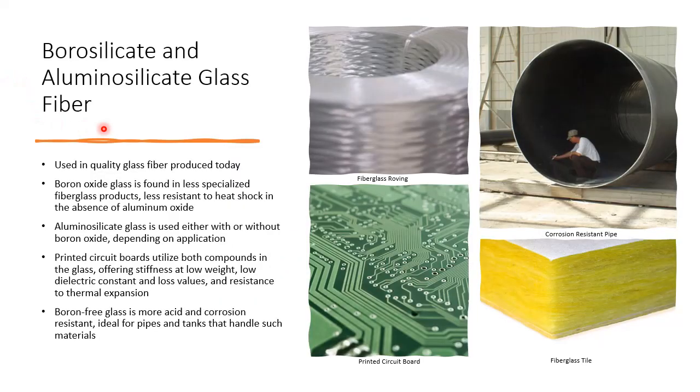Borosilicate and aluminosilicate glass fibers are the two most commonly found today. Boron is added to create a very high heat resistance, and aluminum can be added to create an even higher heat resistance. These printed circuit boards use both in a combination that provides a very stiff, low-weight product, has great dielectric properties, and is very resistant to thermal expansion, which is great when it comes to production. Large corrosive-resistant pipes and tanks are lined with boron-free glass, which adds additional acid and corrosion protection.